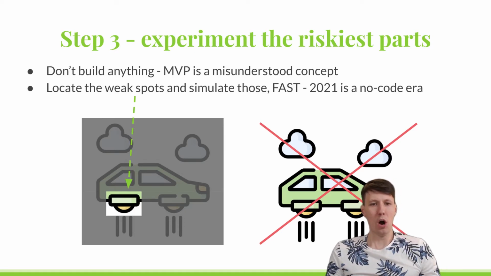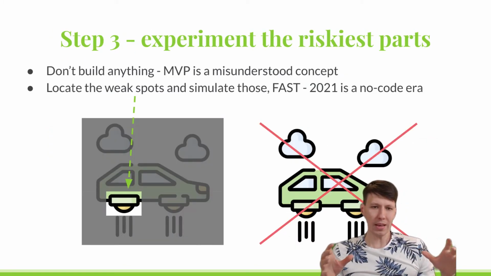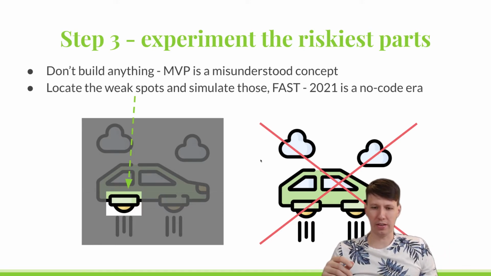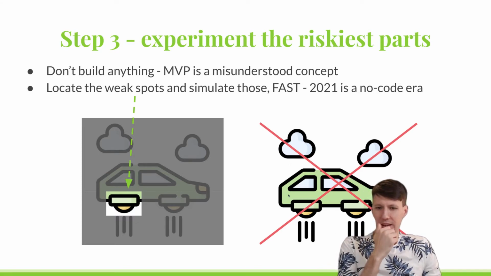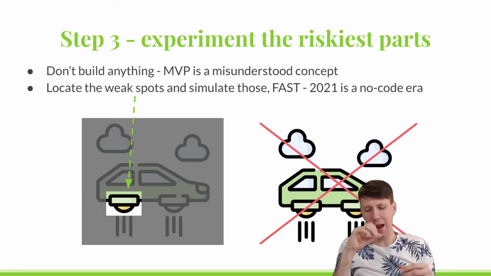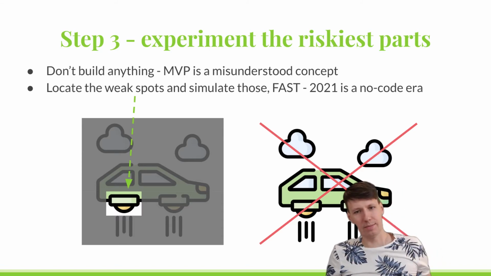So now the point here is that we need to locate the weak spots and simulate those. So not building the whole product. If a flying car is your business idea, then you don't want to build the whole car or an MVP of it. To validate the riskiest part, you just locate the weak spots, the riskiest and most crucial part, and just build it, or actually simulate it, and start testing.